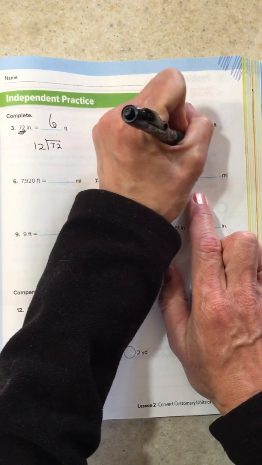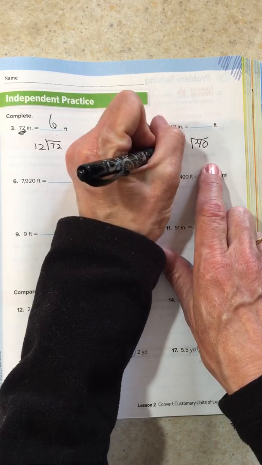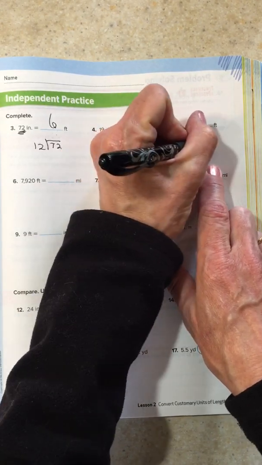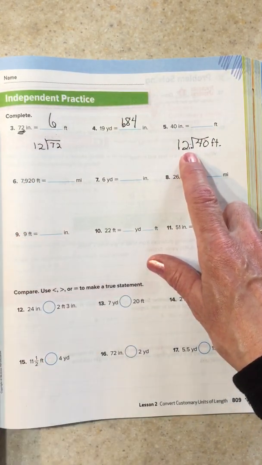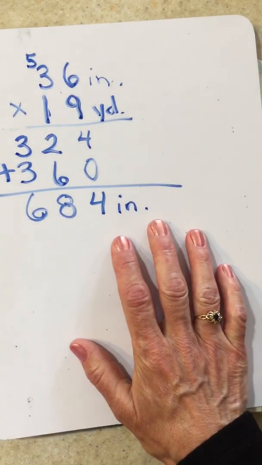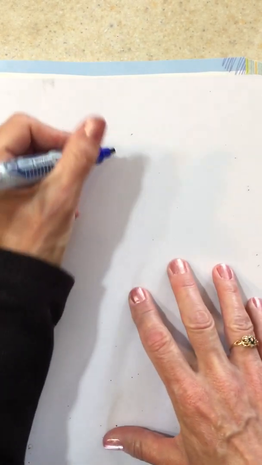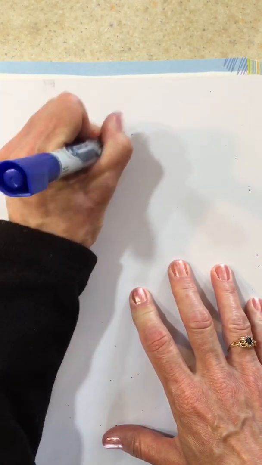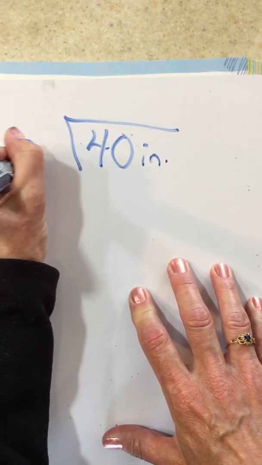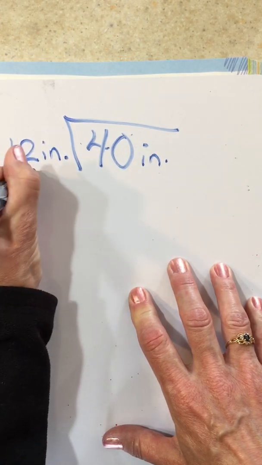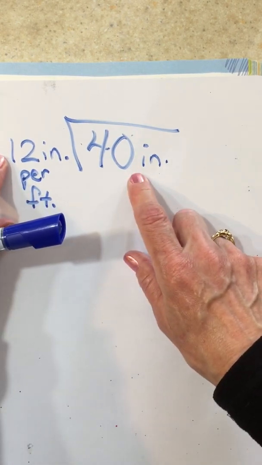We are going to divide. It's 40 inches, because there's a lot of them, divided by something larger, which is a foot, which is 12 inches. 40 inches divided by 12 inches per foot. Let's do it on our whiteboard. 40 inches is equal to how many feet? Inches divided by 12 inches per foot. Every time you have 12 inches, you have a foot. How many feet will this end up being?